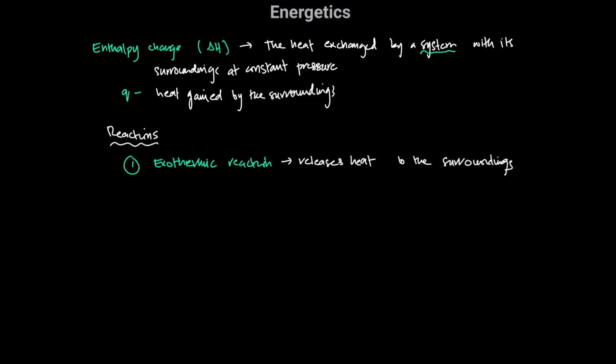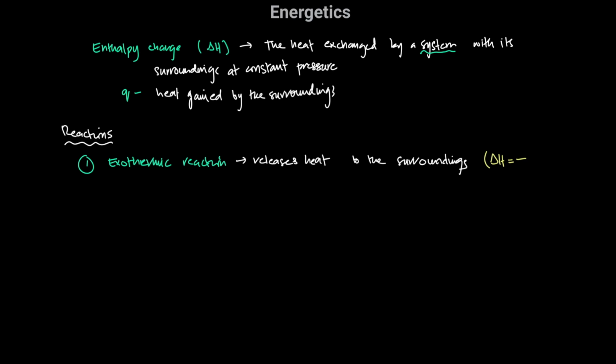So for an exothermic reaction, the system itself is losing heat, so the enthalpy change is negative, and the surroundings are gaining heat, so therefore Q is positive. So for such a reaction, the observation that you can make is that the temperature of the surroundings increases, because the heat is being lost to the surroundings.